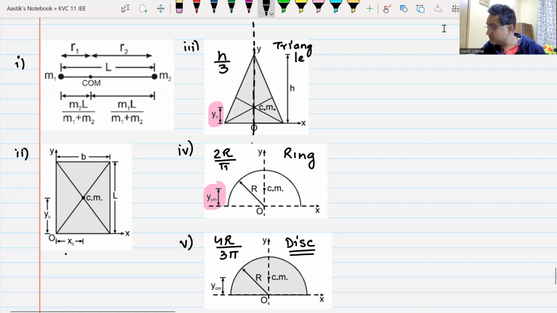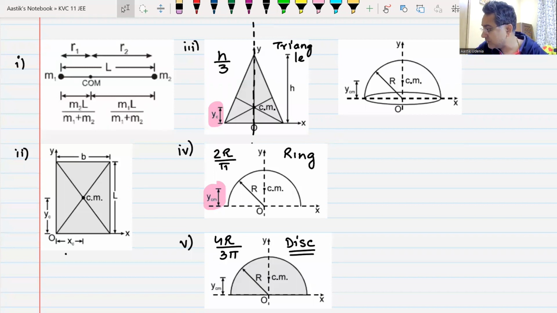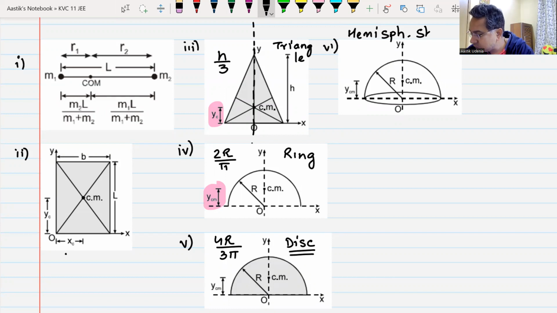The next one is this. What is this? Number 6. What is this? Hemisphere. Not hemisphere. It is hemispherical shell. Do you understand the meaning of hemispherical shell? Hollow hemisphere. Do we understand? Hollow. This is a hollow hemisphere.